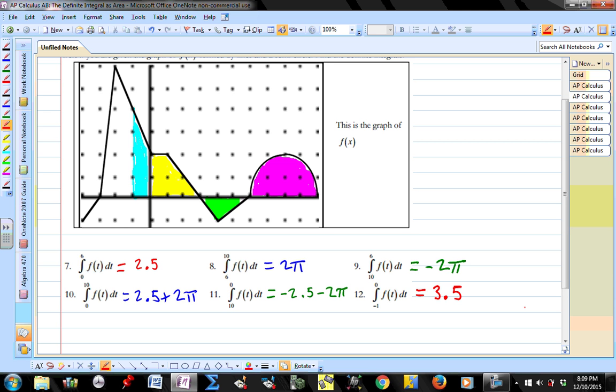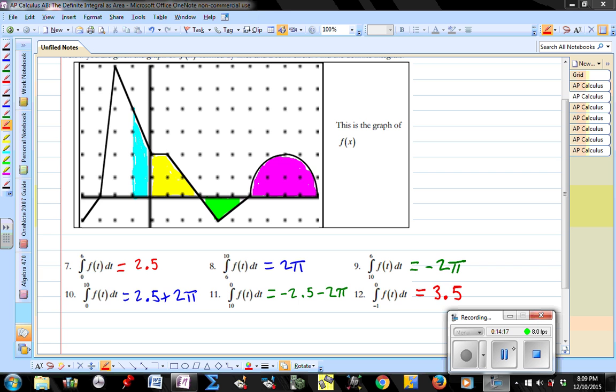And then number 12, we go from negative 1 to 0, which is from left to right. A positive change in x, positive y value, so we get a positive value. We find the area of the trapezoid, it's 3.5. Hopefully we all agree. If you need to, pause the video, talk to each other, and help each other straighten this out if there's some confusion that needs to be addressed. Go ahead and press play when you're ready to continue.